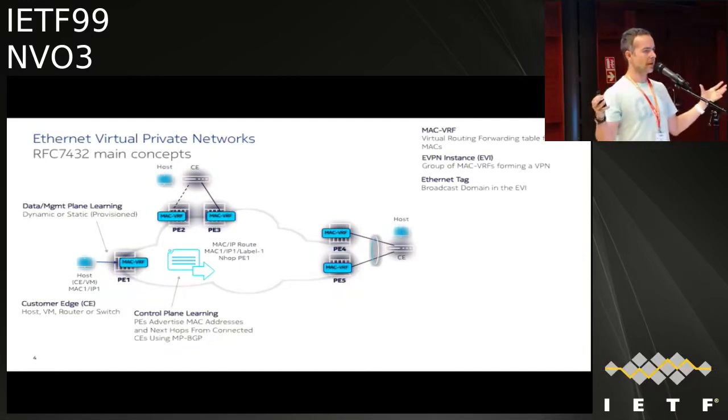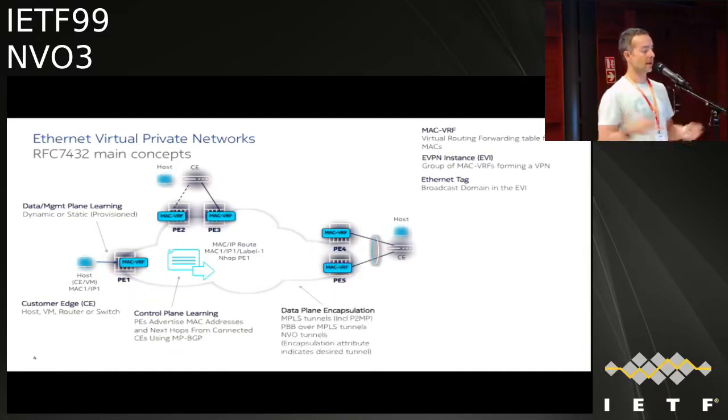Now, the tunnels that you have among all the PEs that are part of the same EVI can be anything. Can be MPLS tunnels, including point-to-multipoint for BUM traffic. We also support PBB encapsulation over MPLS tunnel. That's what we call PBB EVPN. But we also support NVO3 tunnels, right? And nowadays, the most popular option is, of course, VXLAN.